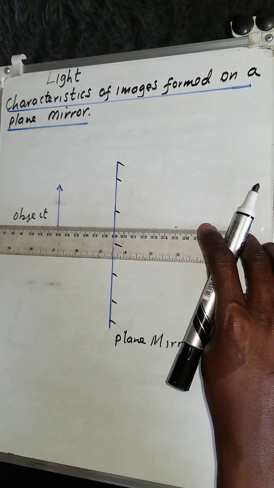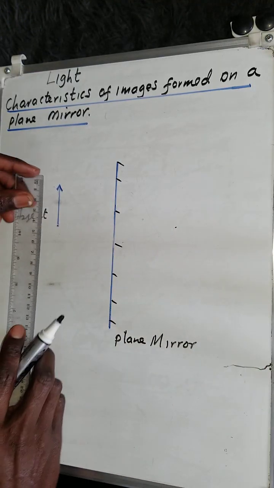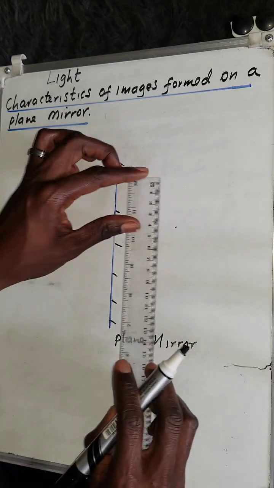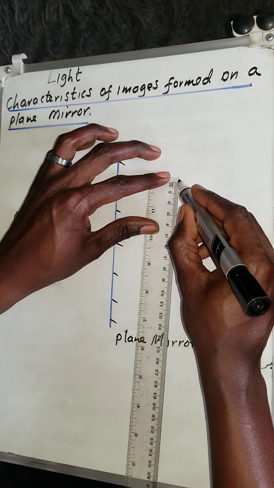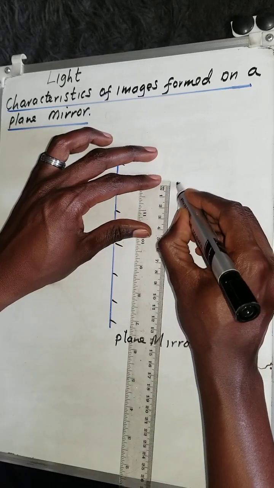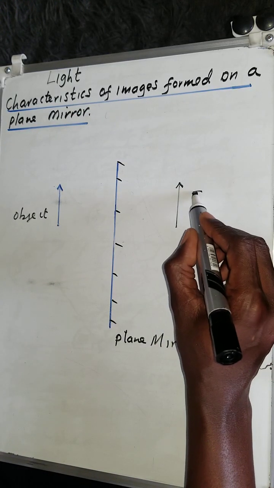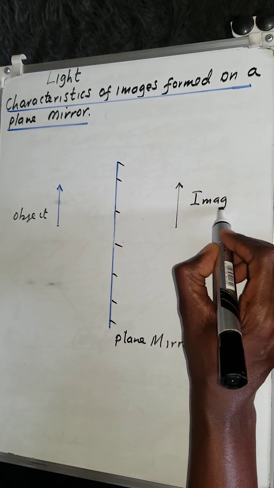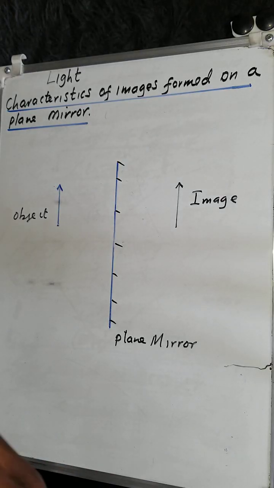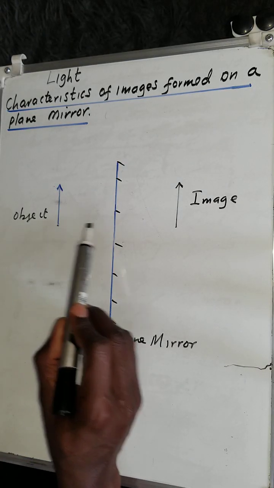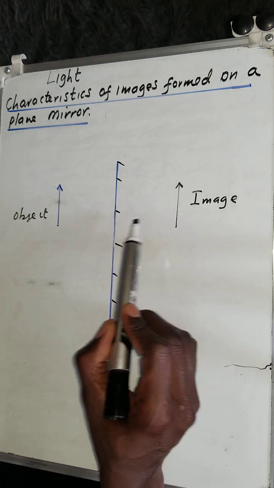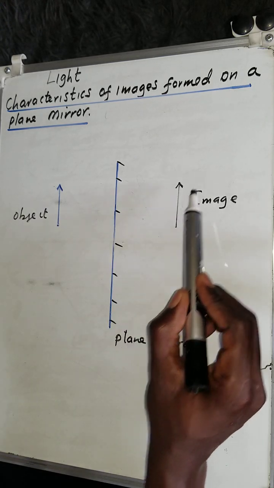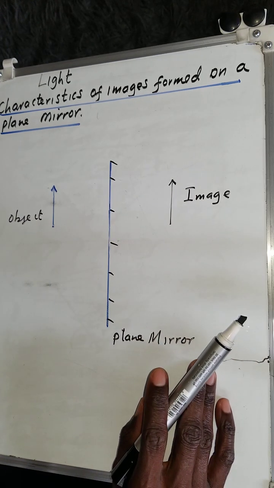Then you can also trace the height. In this case, the height that I used was actually 4 centimeters, so the image will still be 4 centimeters. So you need to trace first of all by finding the image. What I mean is that the distance from the mirror to where the object is the same as the distance from the mirror to where the image is. So first of all, you need to find the image.